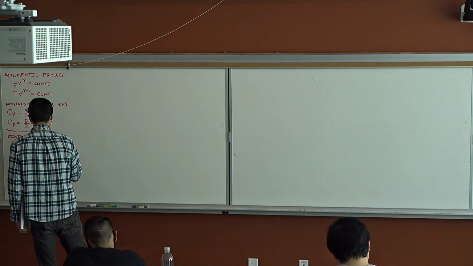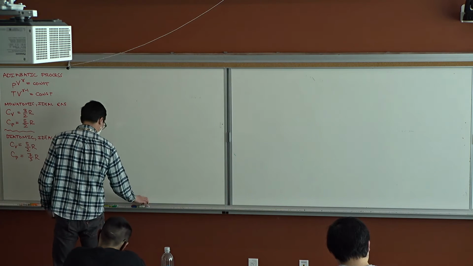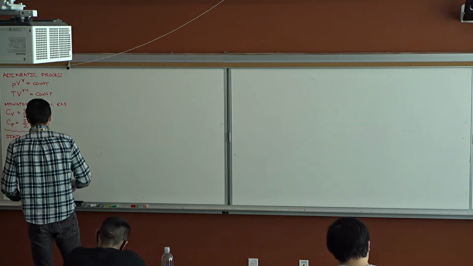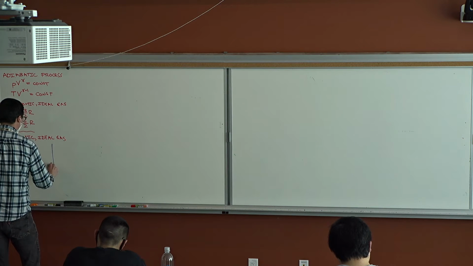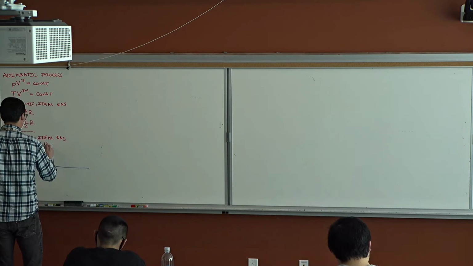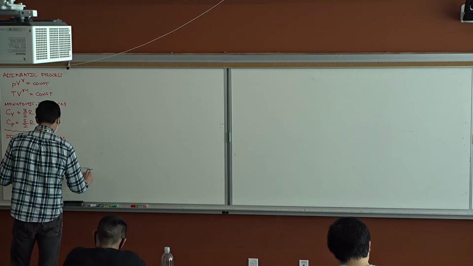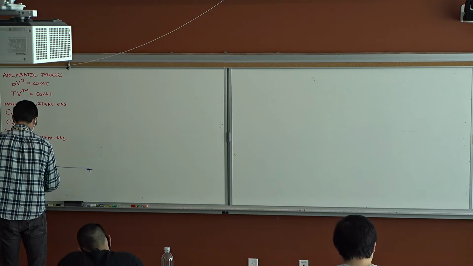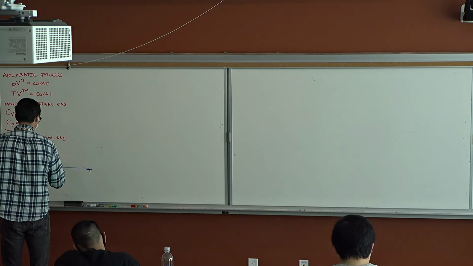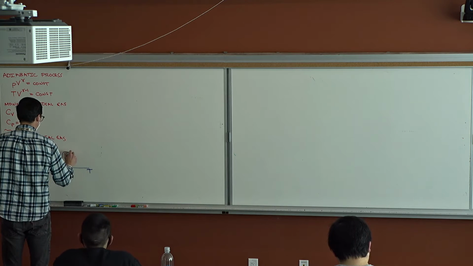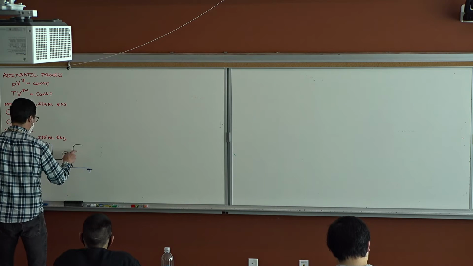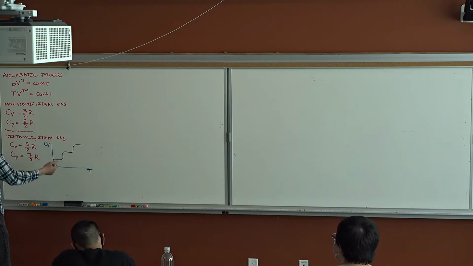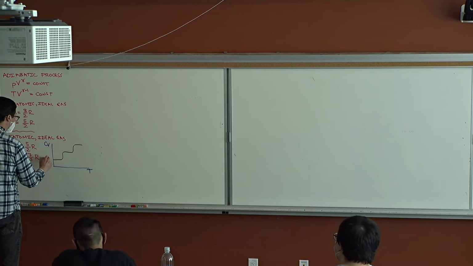So, if we were plotting CV against T, what we see is something like this. And this step is actually pretty pronounced higher.